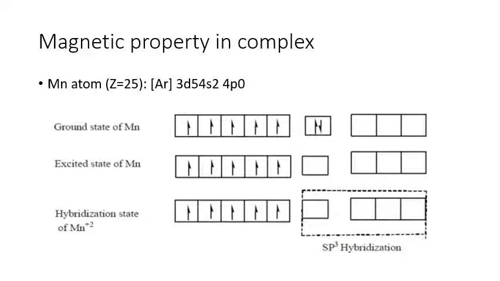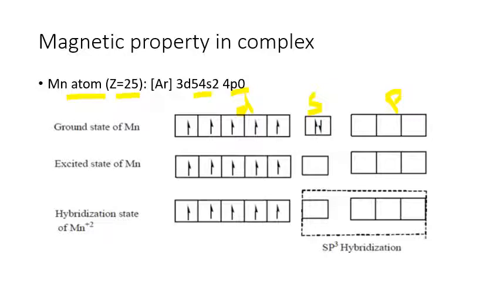Now we see the magnetic property in a complex. Let's take an example of manganese, having atomic number 25. What is its electronic configuration? 3d5, 4s2 and 4p0. In this configuration, d has five electrons, s has 4s2, and the 4p orbitals are vacant.